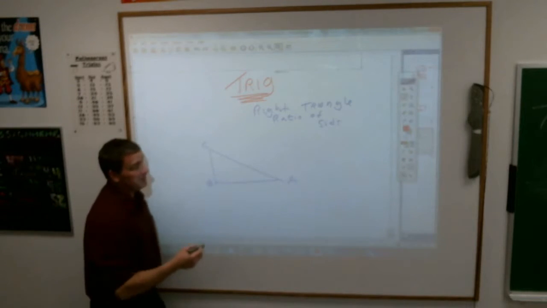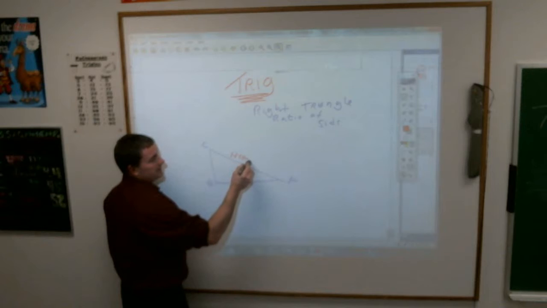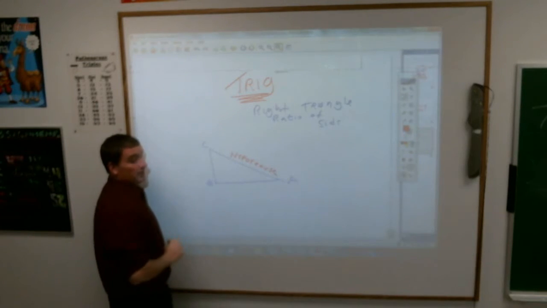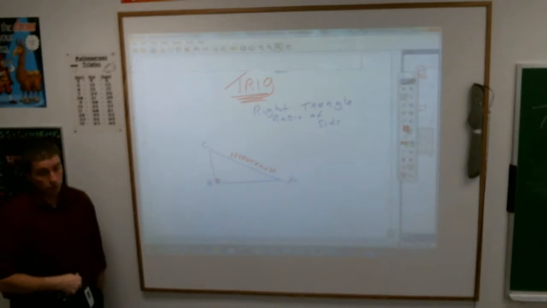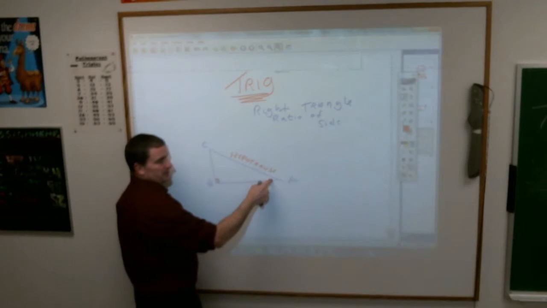The hypotenuse should be the easy one for you because it doesn't change. This is the hypotenuse, always. It doesn't change. It's the one that's opposite the right angle. It's always going to be the longest side, the hypotenuse. Now the other two change based on what angle you're looking at.